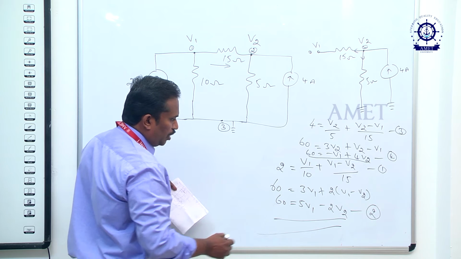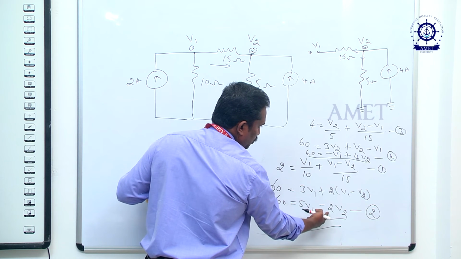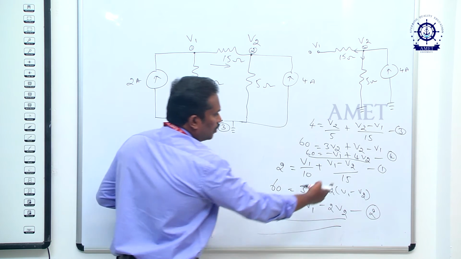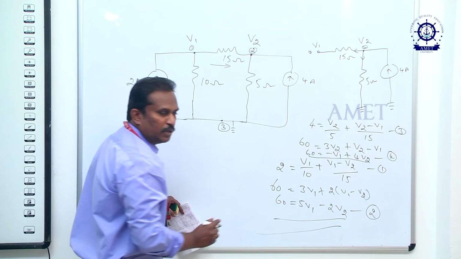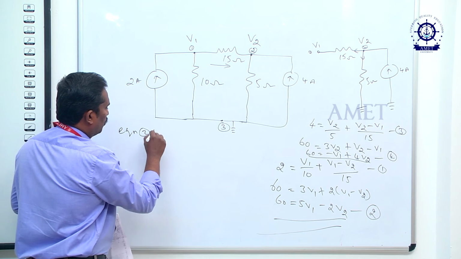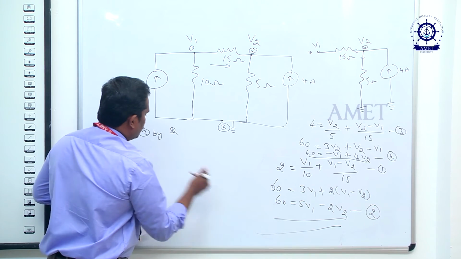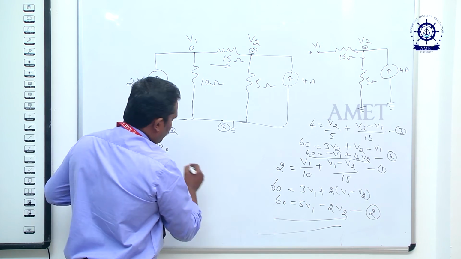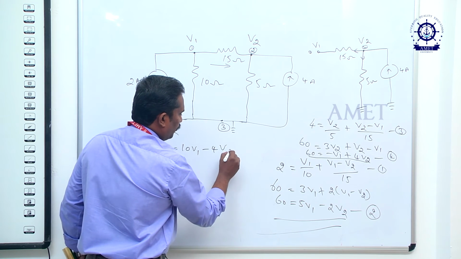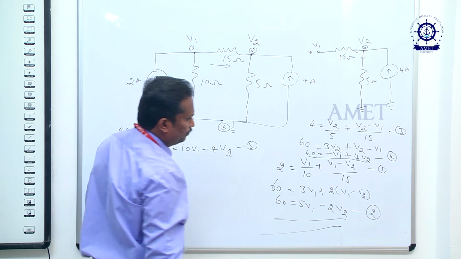So, I am going to eliminate V2. To eliminate V2, here I have 4 V2, and here I have minus 2 V2. So multiply by 2, and here also it will become minus 4 V2. If you add both equations, the V2 term will be eliminated. So multiply equation number 2 by 2. You will get 2 into 60, 120, and 2 into 5, 10 V1, and minus 4 V2. We will put this as the fifth equation.